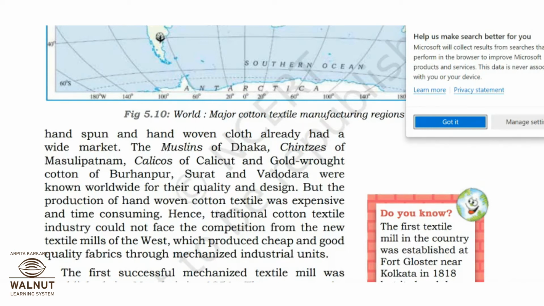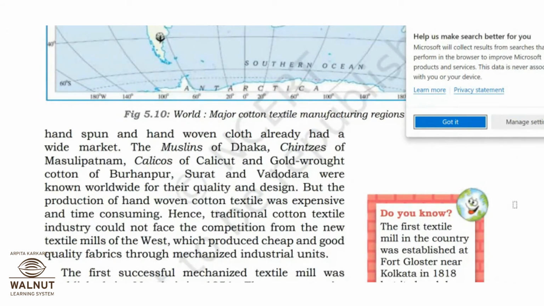In the same way, chintzes of Masulipattnam, calicos of Calicut, and gold wrought cotton, those zari work that you have seen on saris or dress materials or dupattas, on the cotton in which you have borders woven with golden color. All the girls, and especially even the boys, must have seen their mothers wearing zari saris during festivals or occasions or marriages, right? In those days, that golden border was actually made out of gold. So all this was very, very famous.